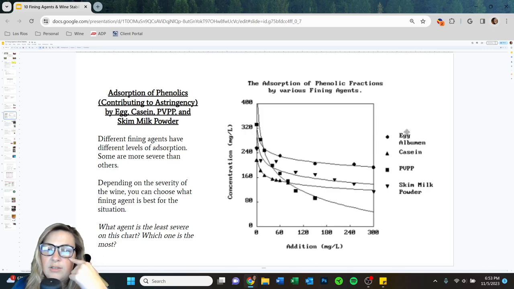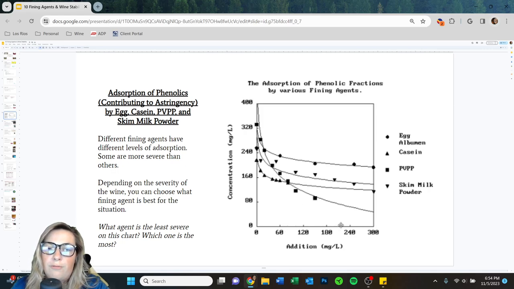And then these different lines that you see are the different types of fining agents that are used. As you can see, this is kind of like a reverse exponential graph here, and what we see is all the different types of agents. Even if you add just 60 milligrams per liter, you see a very severe depletion of these harsh phenolics, right? They go from up to 400 down to around 160 for some of these, 240 for another. So there's a severe decline.